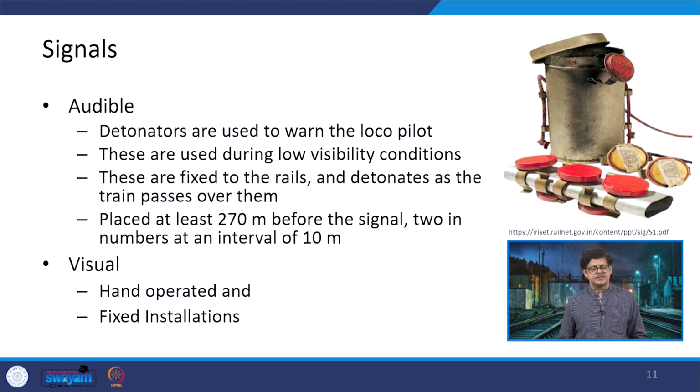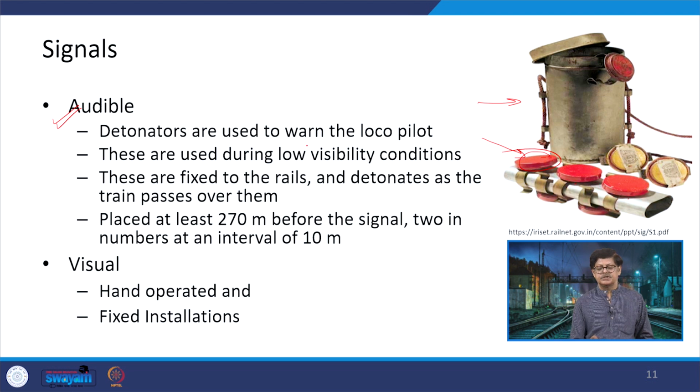So, let us start discussing about the signals. So, very first one which we are looking here is an audible signal. Here you can see that certain things are being shown. There is a box in which the detonators have been kept, and then these detonators are placed on the railhead. As you can see here, they are being placed there with the clip, and then if the train passes on the top of it, as soon as the wheel will come at the top here, they will detonate.